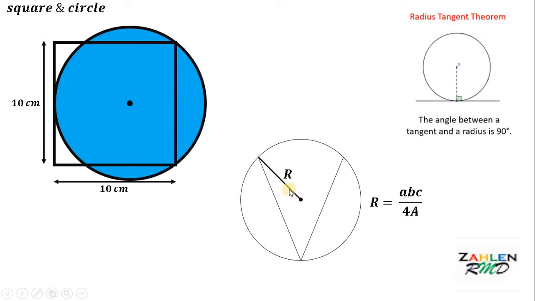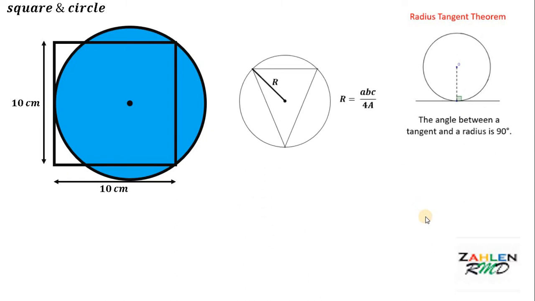Now the second concept is if we have a circle and a triangle inside of it, then the radius of the circle must be equal to ABC divided by 4A, wherein a, b, and c are the side lengths of this triangle, and A must be the area of this triangle. Now let's prove this result very quickly.